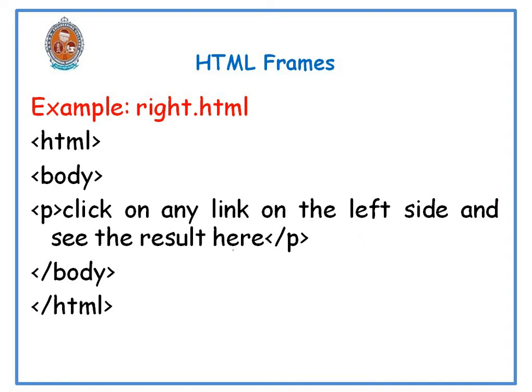This is the source of the second column, write.html. Here in the body tag we have a paragraph tag. "Click on any link on the left side and see the result here." We have written like that in the paragraph tag. So after executing the program, we have output. That output is shown on the next slide.